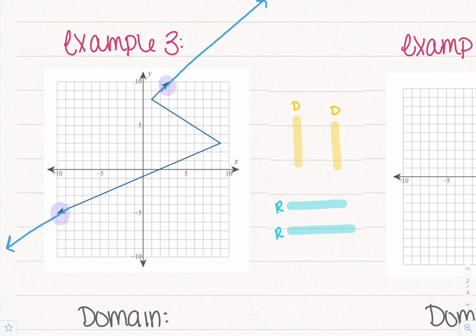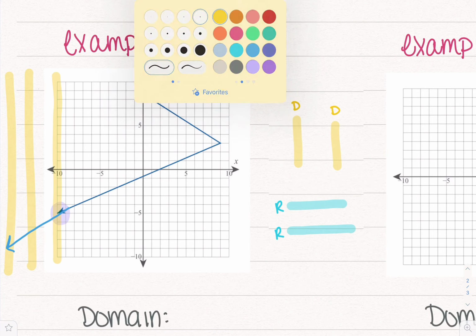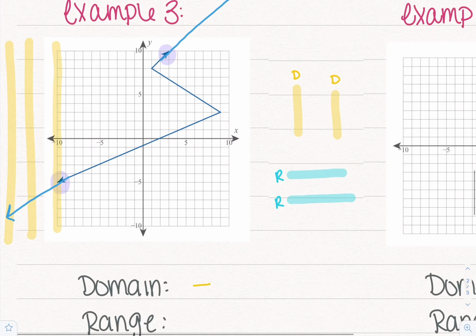So my domain, there is nowhere, if I were to take my yellow stripe, if I put my yellow stripe there, well, the graph keeps going to the left forever. So to the left forever is actually -infinity because it keeps going. That's what that arrow means. That arrow means it goes to the left forever.